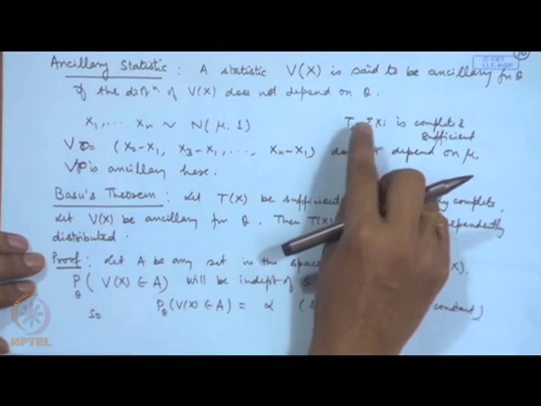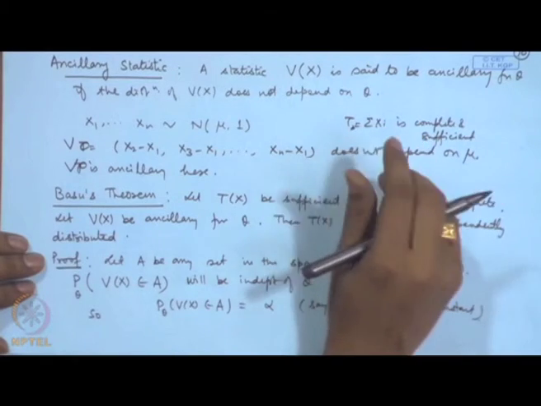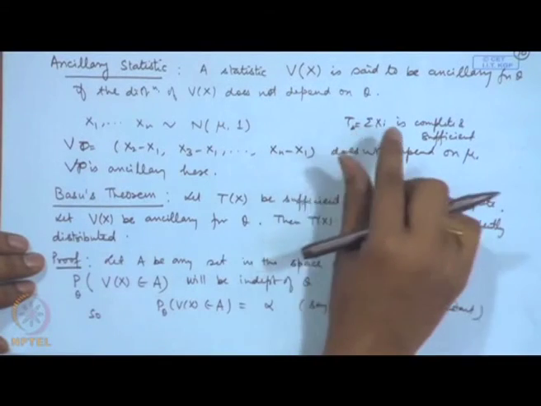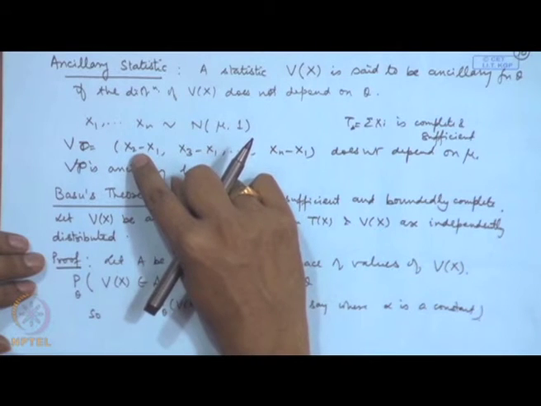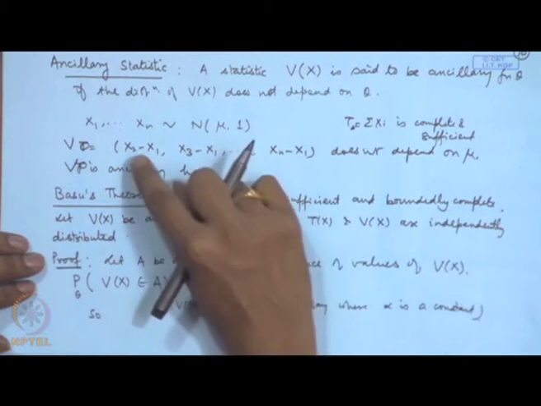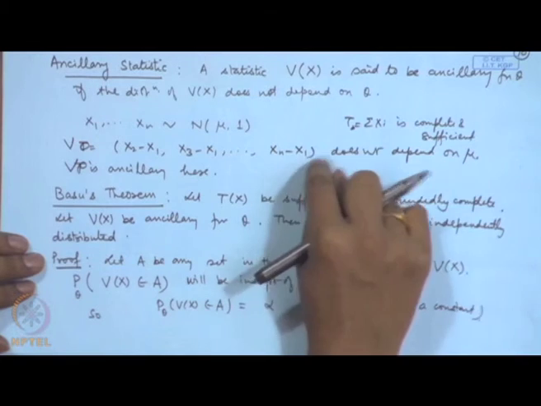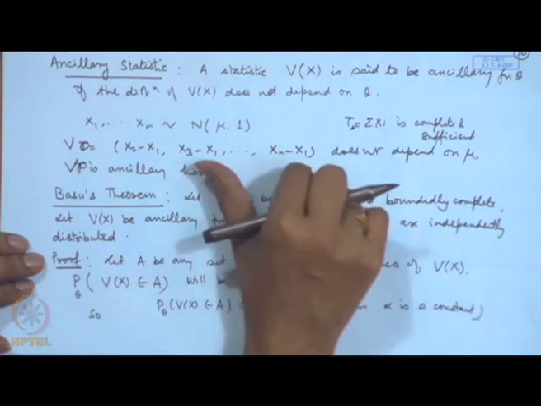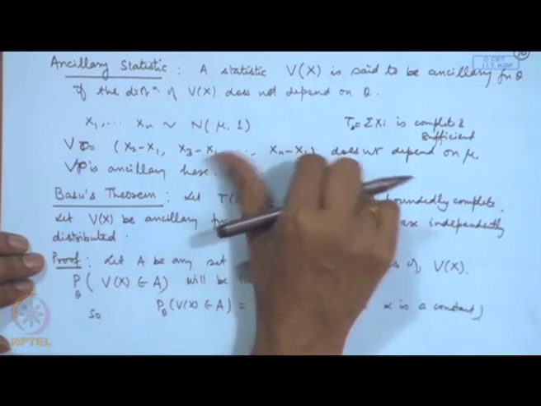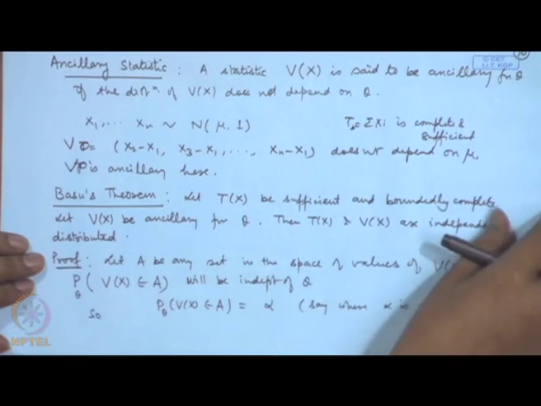And of course, this is also a well known result in the normal distribution theory that X bar and S square are independently distributed. So, the proof is actually through this only, that we firstly show that X bar and X2 minus X1, X3 minus X1, etcetera are independent, and therefore, since S square is directly a function of this, X bar and S square are also independent. So, that is confirmed here.